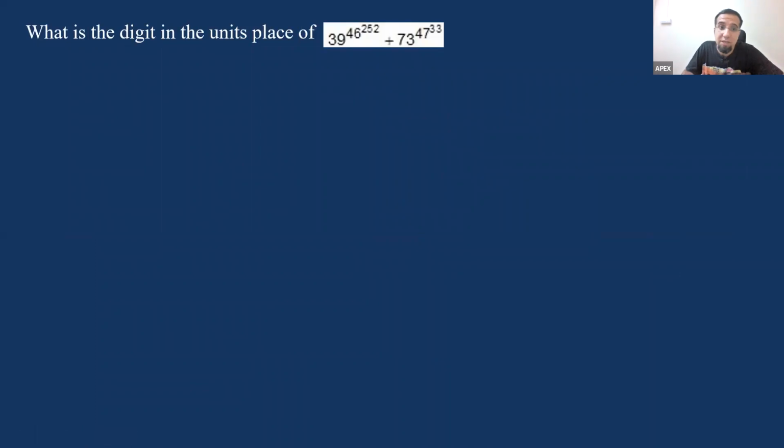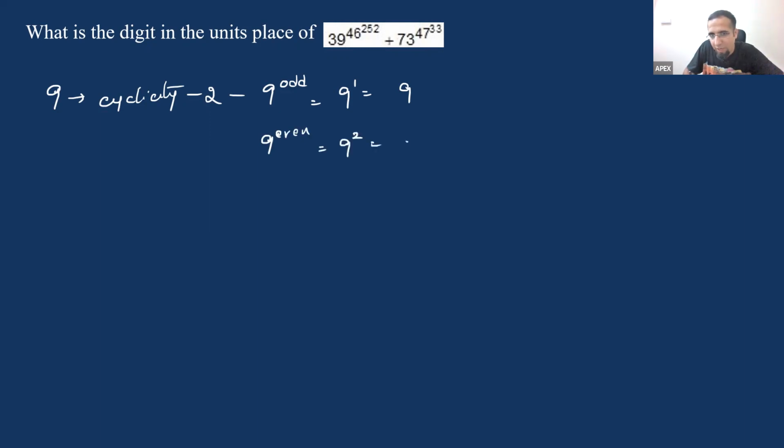Now what is the units digit of this expression? We have discussed for 9, the cyclicity of 9 is 2. Which means I am either looking at 9 to the power odd, which will be equal to the last digit of 9 to the power 1, that is 9, or 9 to the power even, the last digit of which becomes 9 square, that is 81. Clear? So we have 39 to the power 46 to the power 252.